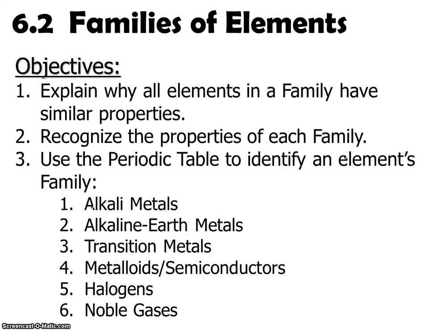In this lecture, we're going to discuss the different families of elements on the periodic table. We're going to explain why all elements in a family have similar properties, how to recognize the properties of each family, and how to use the periodic table to identify an element's family, such as the alkali metals, alkaline earth, transition metals, metalloids, otherwise known as semiconductors, halogens, and noble gases.